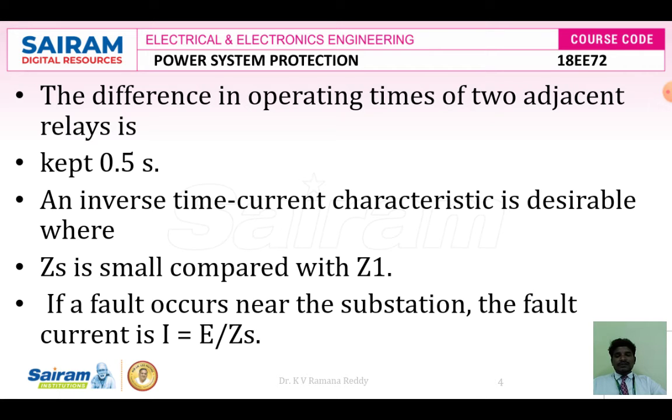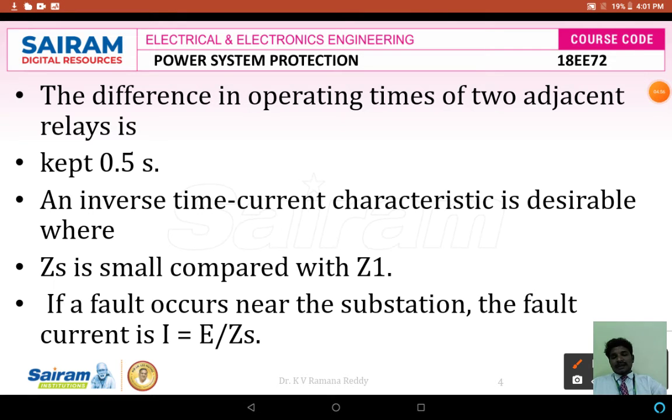Suppose a fault occurs near the substation. The fault current is I equal to E by ZS according to Ohm's law. Here E is the voltage of the source and ZS is the source impedance. If the fault lies very near to the substation, in that condition we can take only the source impedance as the impedance value for reference.